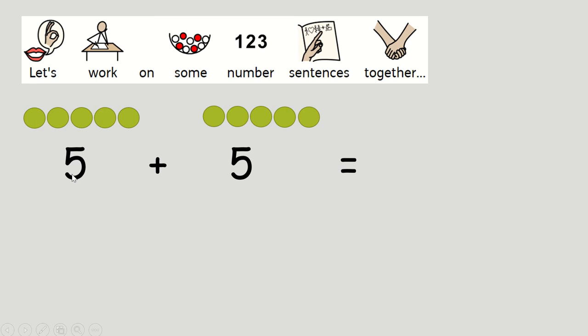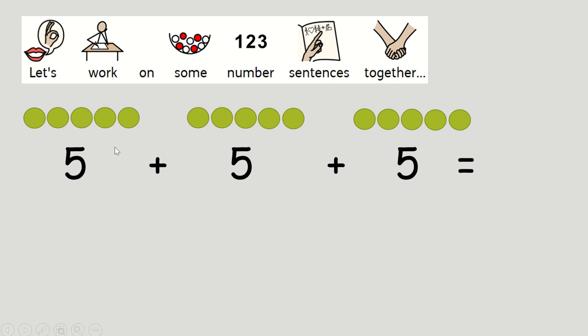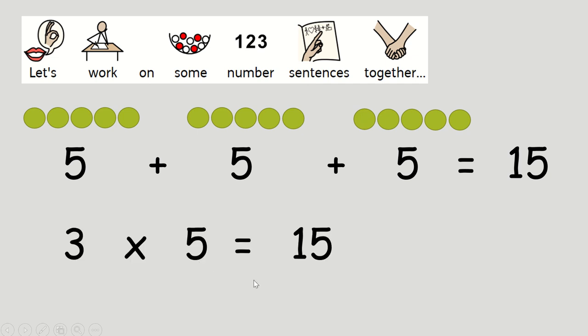This time we have five, add five, which we know is 10. Or we could say that we have one, two groups of five. So two times five equals 10. This time we have five and another five and another five. So we can say 5, 10, 15. Or for our multiplying sentence, we can say we have one, two, three groups of five. So three times five equals 15.